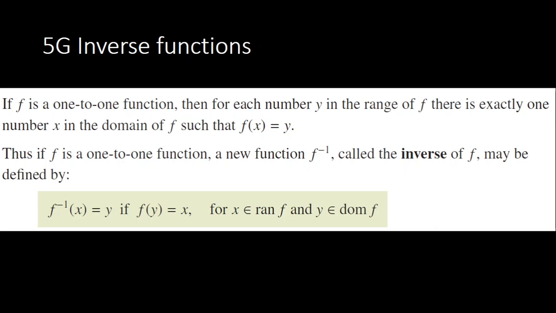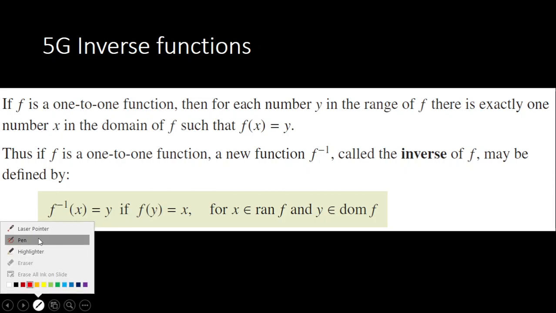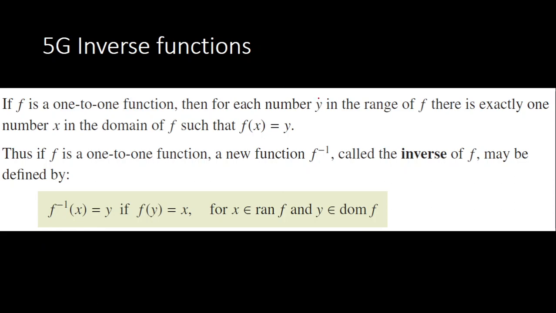So, do you remember the meaning of a one-to-one function? For each y value in the range of the function, there is exactly one number x in the domain. So x is linked to the domain, and the y value to the range. And the rule is f of x equals y, or y equals f of x.